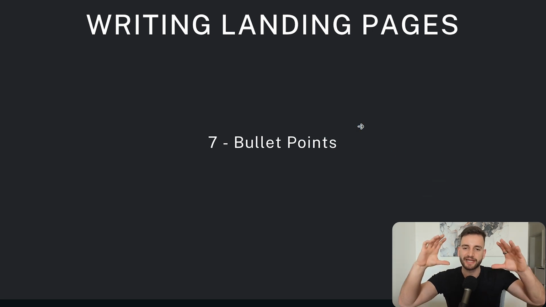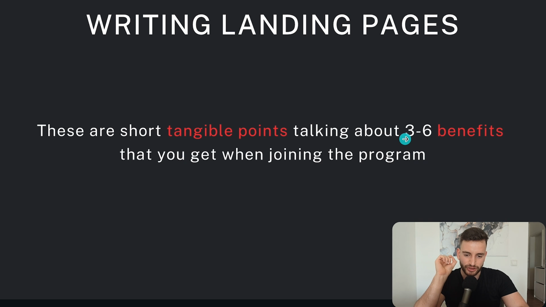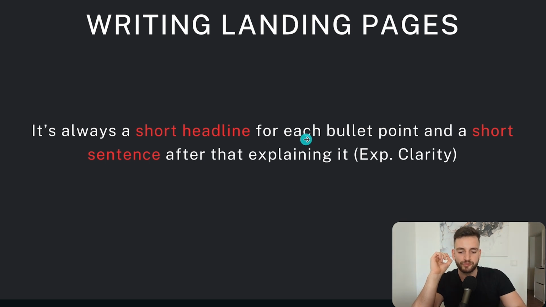The 7th section on the whole landing page will be the bullet points, guys. These are short, tangible points talking about 3 to 6 benefits, or like 4 benefits, whatever, that you get when joining the program. It's always a short headline at the top for each bullet point and a short sentence after that explaining the headline, of course.